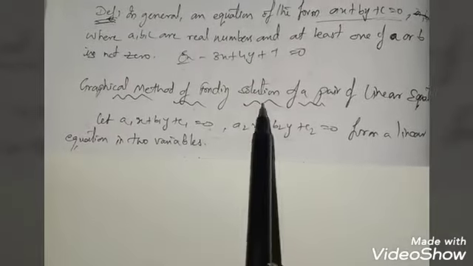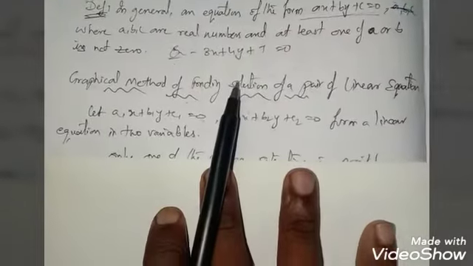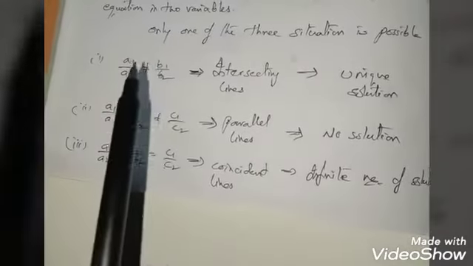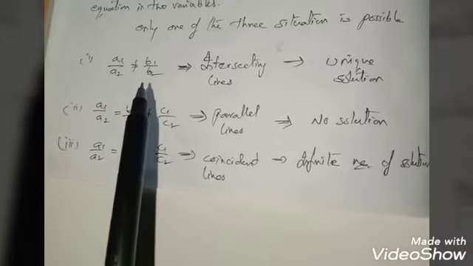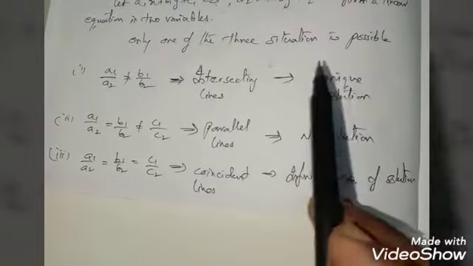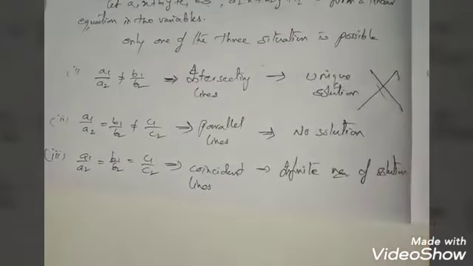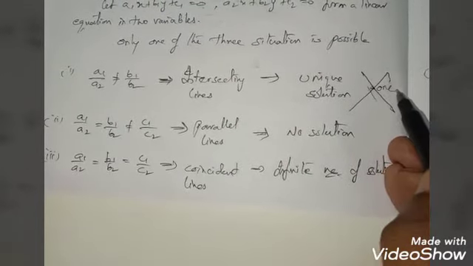Based on these two equations we have three conditions for drawing a graph. The first condition is, if a1/a2 is not equal to b1/b2, meaning the ratio of a1 and a2 is not equal to the ratio of b1 and b2, then you get the graph as intersecting lines, or we can call it a unique solution. Intersecting lines means you will get graphs like this, which intersect at only one point. So these types of lines we call intersecting lines.